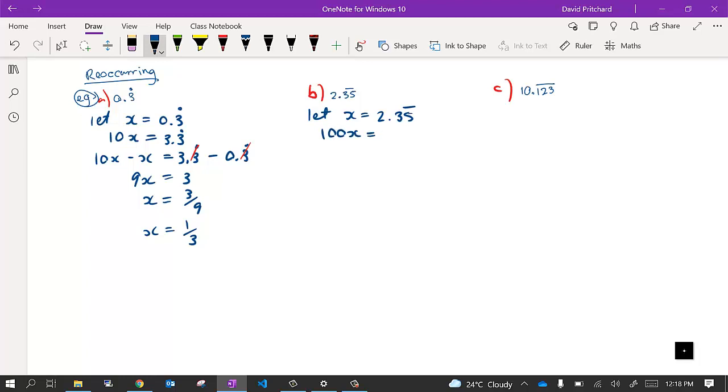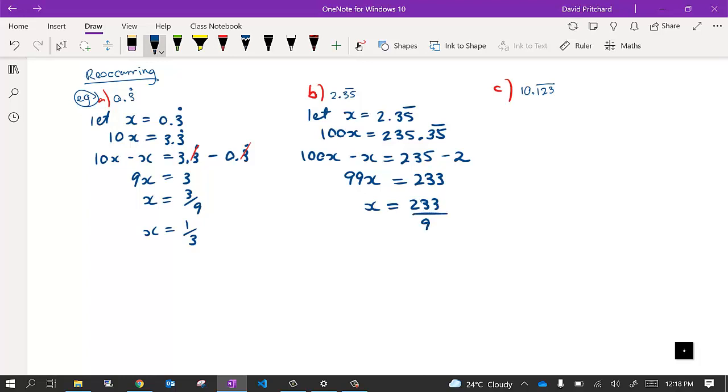100x, so we want to bring the whole 3/5 in front, is 235.35 recurring. And when we look at 100x subtract x, we end up with 235 subtract 2. So 99x is 233, and therefore x is 233 on 99.